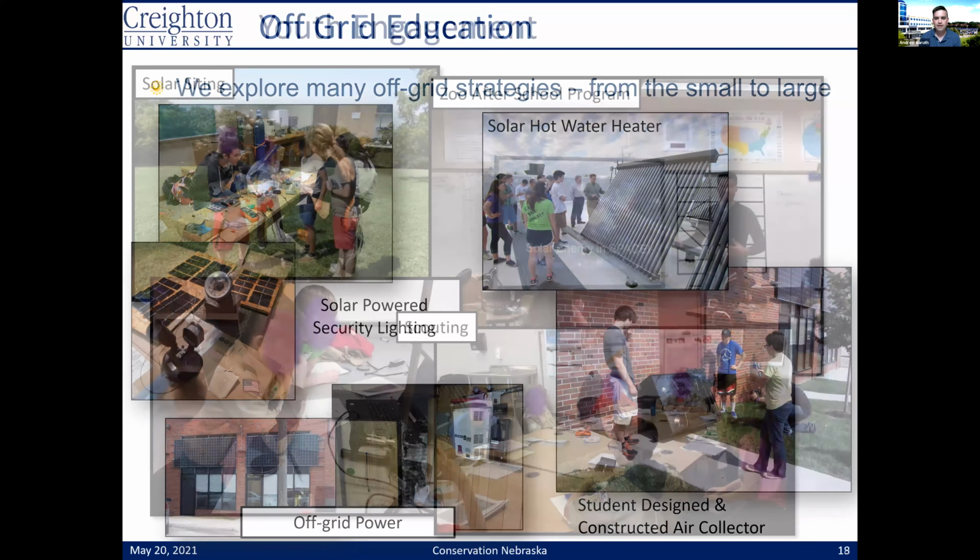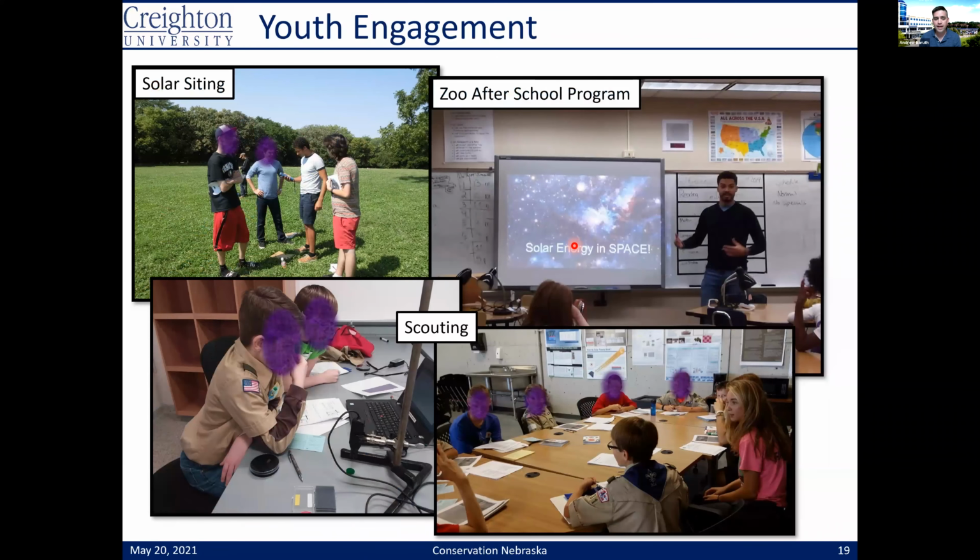So we do a variety of things in terms of education. We do some engagement pieces. We've worked with the Omaha Henry Doorly Zoo. We've worked with the Scouts. We do things in terms of solar siting with youth, just to get people, in particular the Omaha community, to understand how solar works.